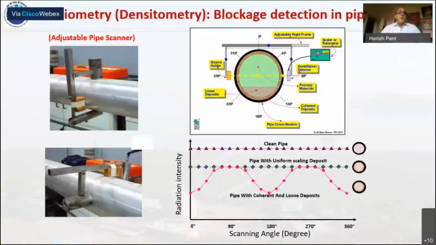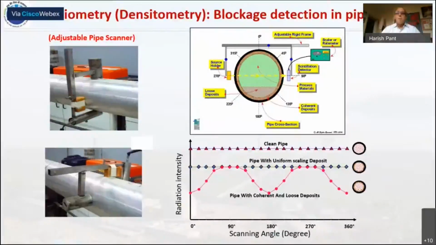You can see that radiometry, which is also called densitometry, is the first technique, also sometimes called radiometric scanning. Now, this technique is very commonly used to identify or detect blockages in pipelines. You might have seen that everywhere in the industry there are pipelines for transportation of material.